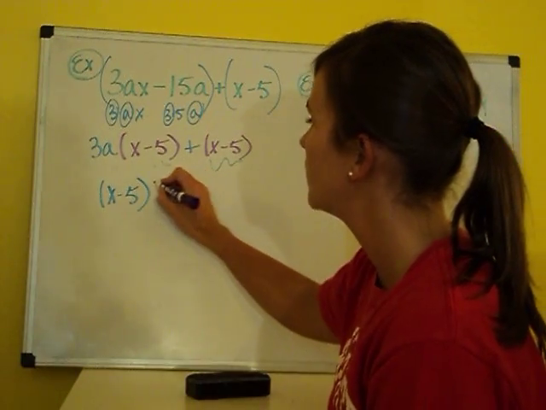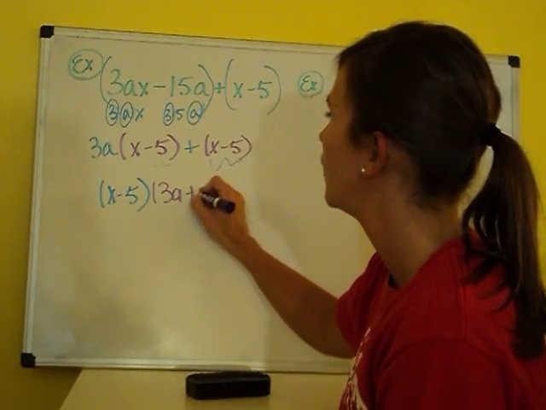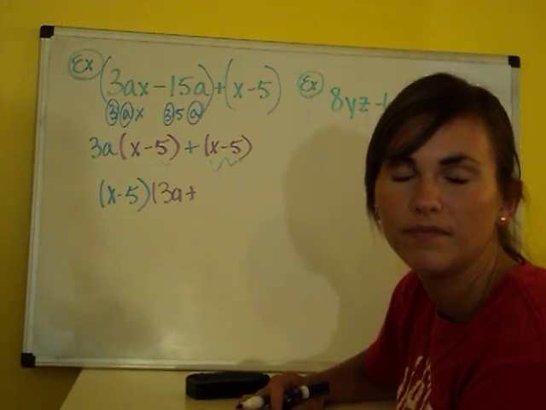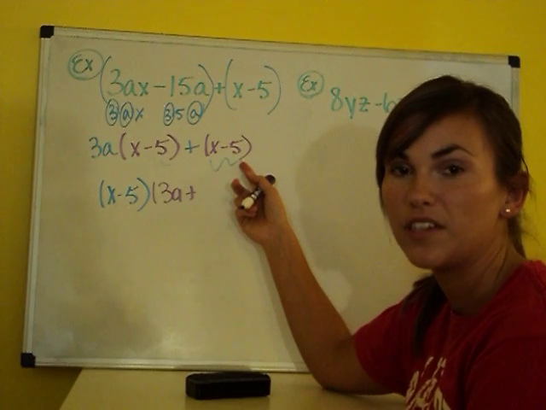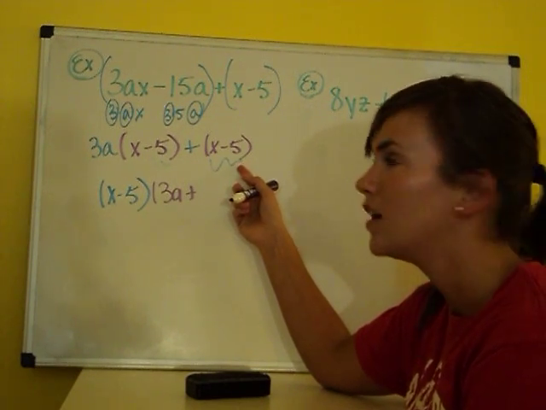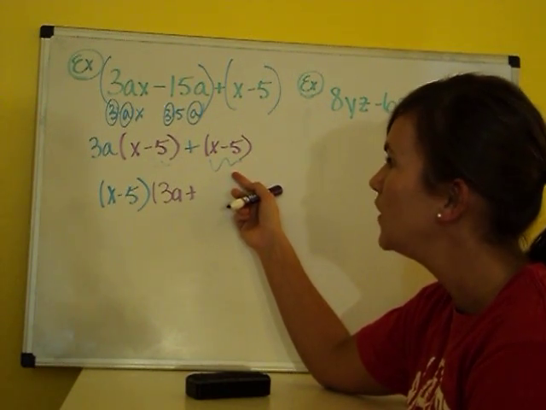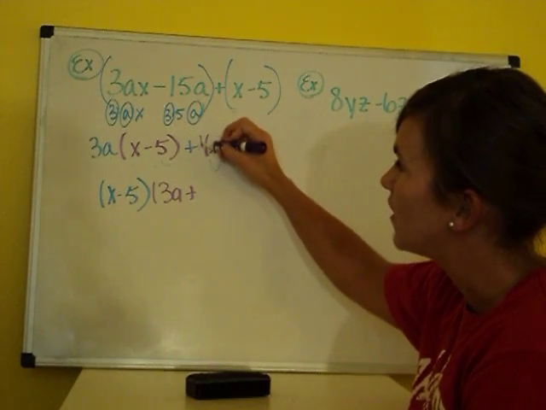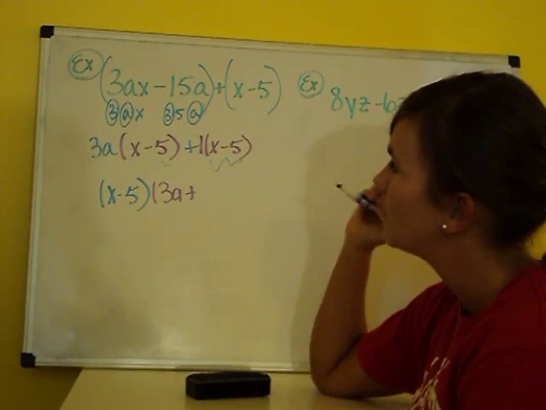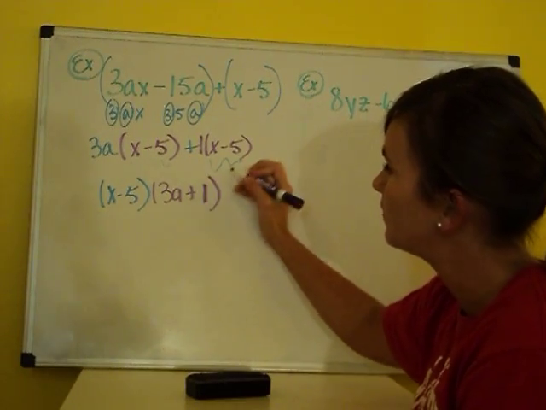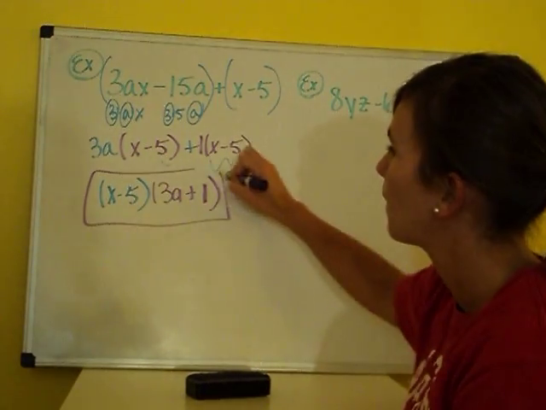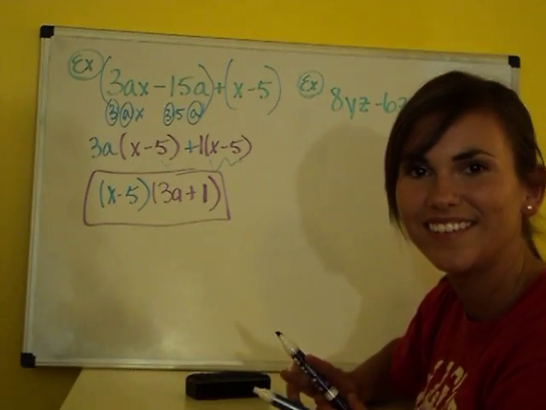And then our leftovers are 3a plus what? We have to put something here, because this just didn't come from a 0. If we put a 0 there, that wouldn't work. So what are we doing? Remember, we have to understand that there's an understood 1 outside there. So this is 3a plus 1. And that is our answer.